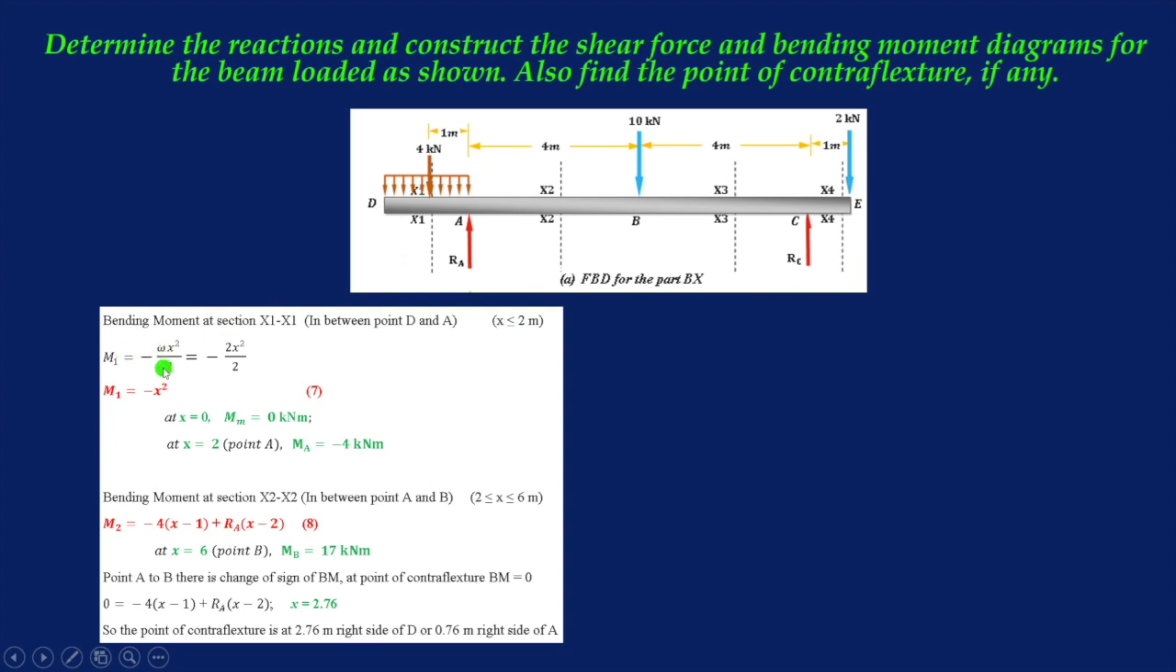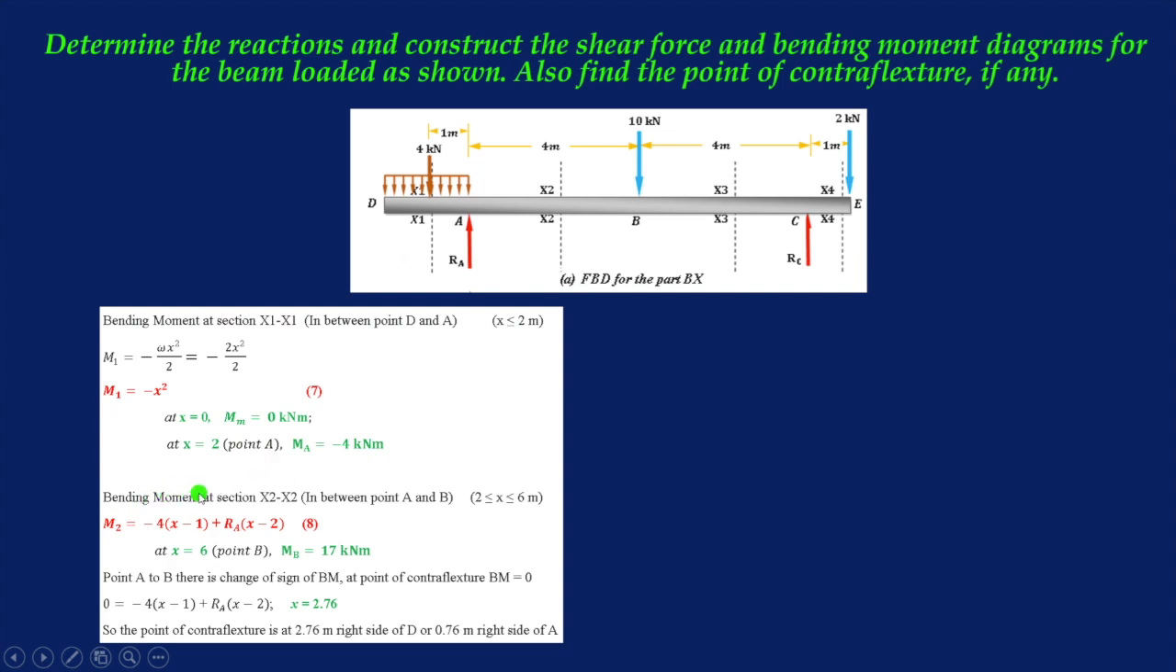So omega x square by 2, substituting the value of omega, it is minus M1 equals minus x square. And it holds good between 0 and 2. Substituting the value of 0, we are getting 0, and at 2, we are getting minus 4 kilonewton meter.